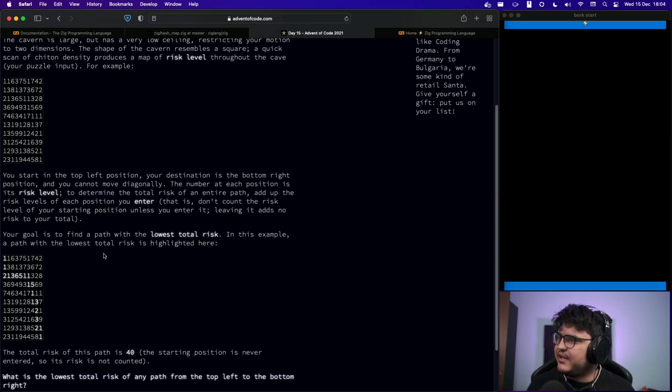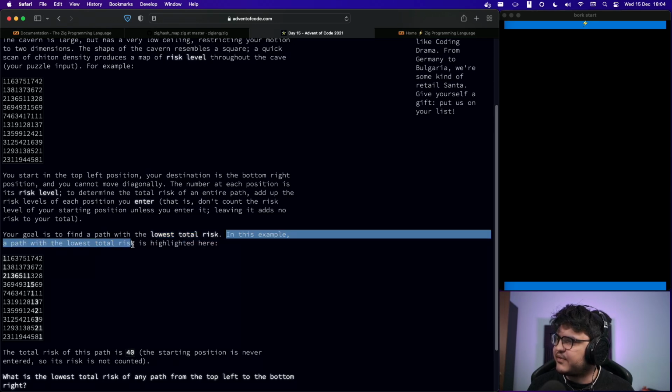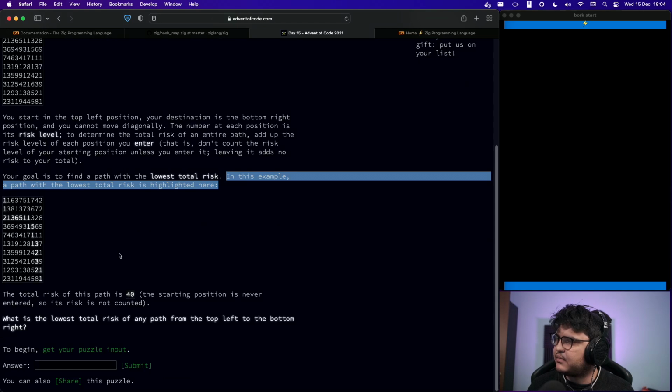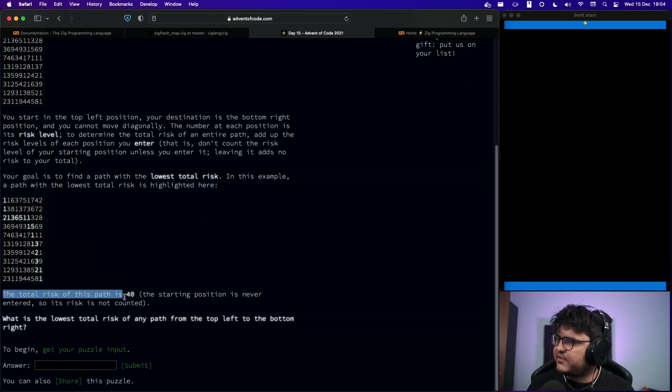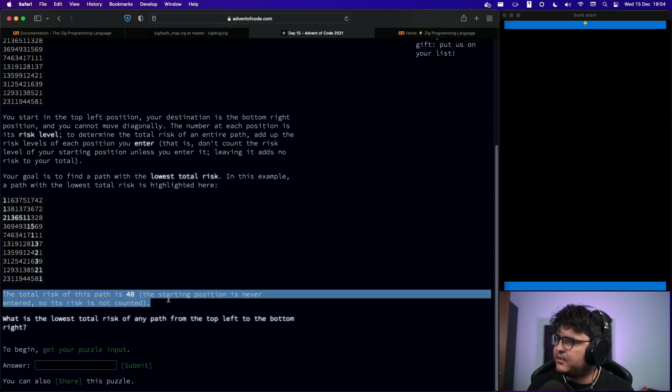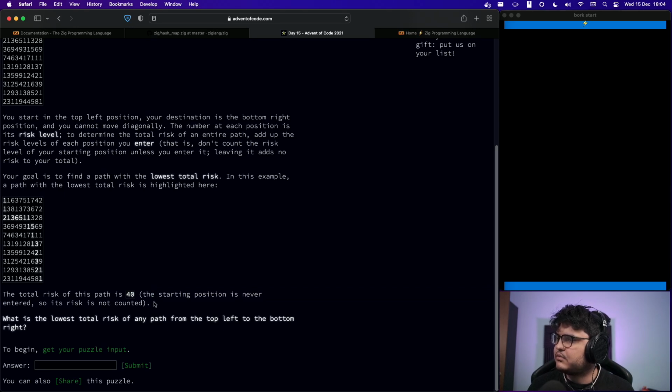Okay, so your goal is to find a path with the lowest total risk. In this example, a path with the lowest total risk is highlighted here. Okay. The total risk of this path is 40. The starting position is never entered, so its risk is not counted. What is the lowest total risk of any path from the top left to the bottom right?